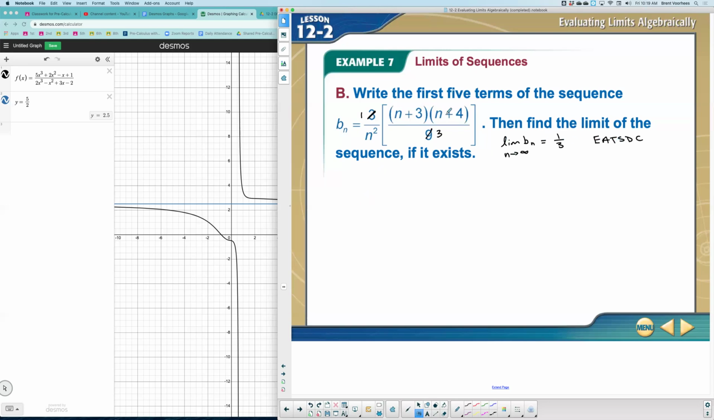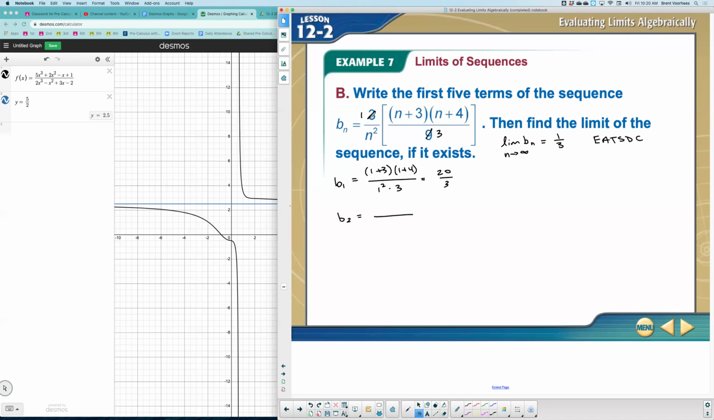Now, with that, let's find the first 5 terms. So b1 would equal, if I plug in a 1 across, it would be 1 plus 3, which is 4, times 1 plus 4, which is 5, over 1 squared times 3. So 4 times 5 is 20, divided by 1. 1 squared is 1, times 3 is 3. It's 20 over 3. That's the first term.